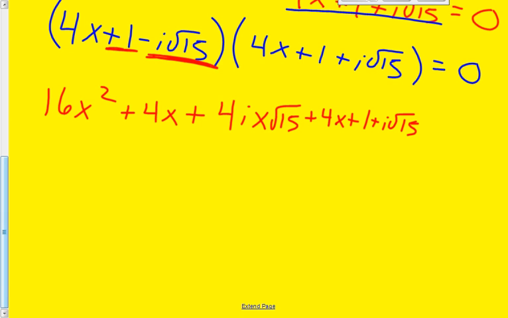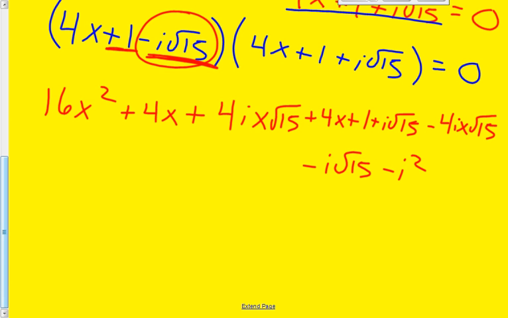Multiplying this by everything, a negative i square root 15 times 4x is a negative 4ix square root 15. A negative i square root 15 times 1 is a negative i square root 15. And now we're multiplying the last times the last: a negative i times a positive i is a negative i squared, and square root 15 times square root 15 is 15. That all equals 0.